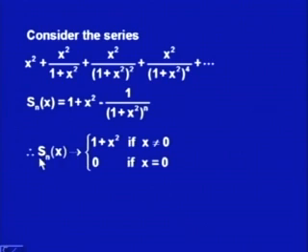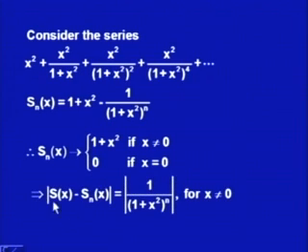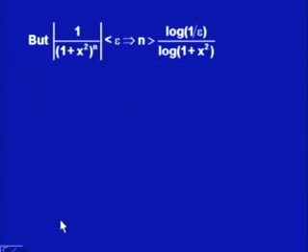Then we can notice that S_n(x) tends to 1 + x² if x is not equal to 0, and will tend to 0 if x is equal to 0. So, that means S(x), that is the sum of this infinite series, minus the partial sum, is equal to 1 over (1 + x²) raised to power n for x not equal to 0.